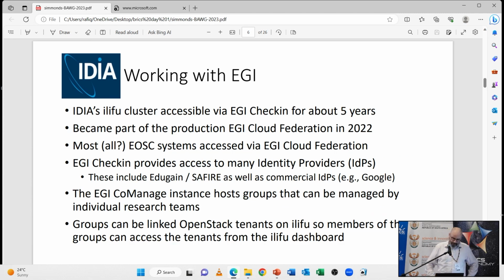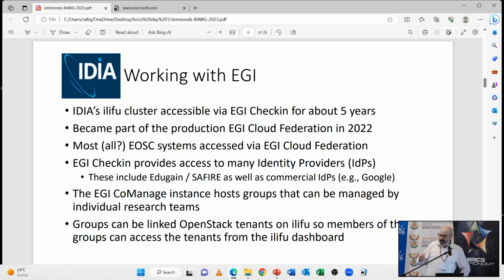Anyway. Moving on. As Russ said, we've been working with the EGI for some time, and the ilifu cluster became accessible through the EGI gateway about 5 years ago. It became part of the EGI production cloud federation in 2022. And so most of the European Open Science Cloud systems are accessed via the EGI Cloud Federation. If you look at a map of EOSC, you'll see Europe and one little dot down at the bottom of Africa, which is us.